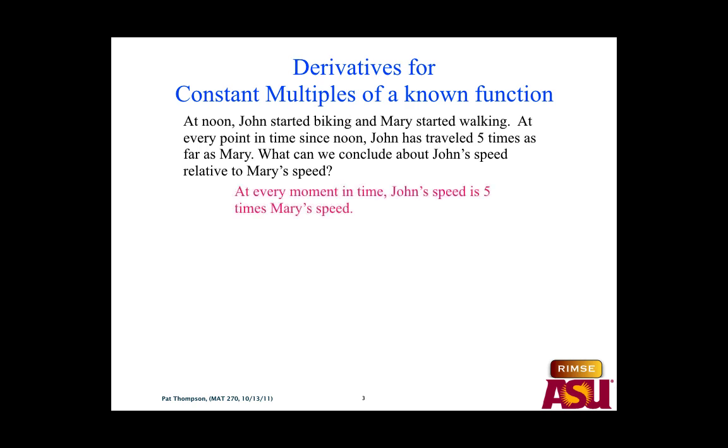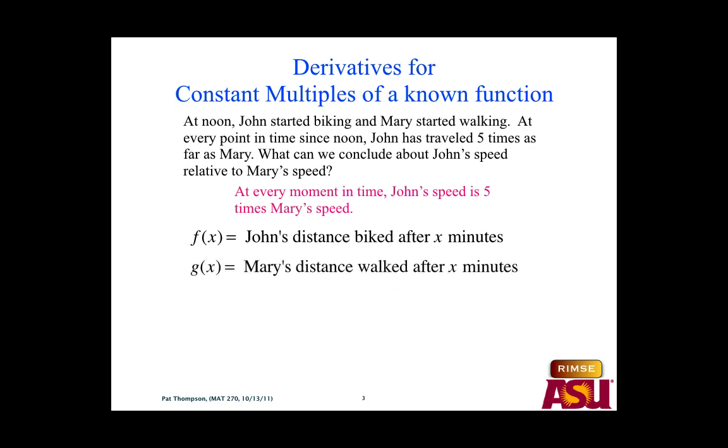So if I use f of x for John's distance after, and I had to pick units, I'll say after x amount of time has gone by, let's just say it's minutes, and g of x is Mary's distance walked after x minutes, and I want to talk about these two functions, how they're related to one another. According to the paragraph above, f of x is always 5 times g of x. So they started at noon, so I'd only use x values that correspond to something that's after noon, since they've been moving. But f of x would be 5 times g of x.